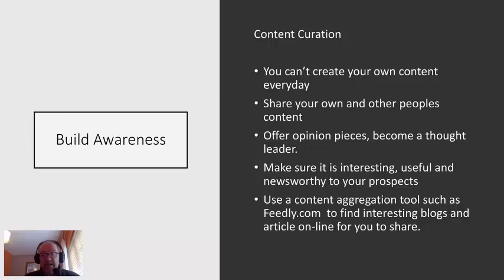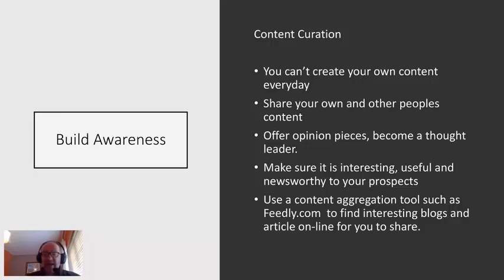The World Wide Web is full of blogs and websites with really interesting articles on all kinds of topics, so you will have no problem. I haven't found a niche yet where I haven't been able to find content to share on behalf of my clients, to their prospects. A good tool you can use is feedly.com. There's a paid version, but the free version works perfectly well.